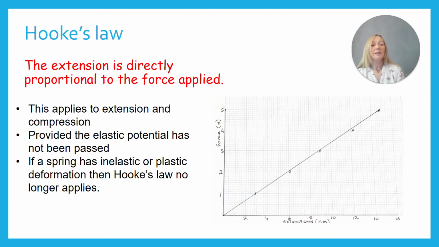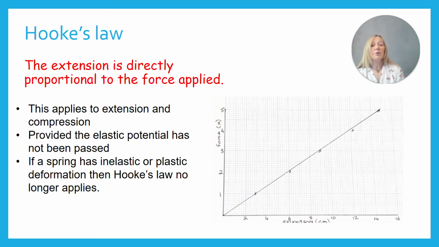And this is basically elastic material that is obeying Hooke's law. So Hooke's law is when the extension is directly proportional to the force applied. Now this applies to extension as well as compression. And so what that basically means is if you had a spring and you applied a force to it, it would stretch. But when you remove that force, it would go back to its original length.